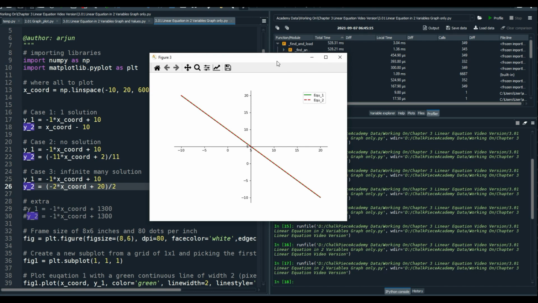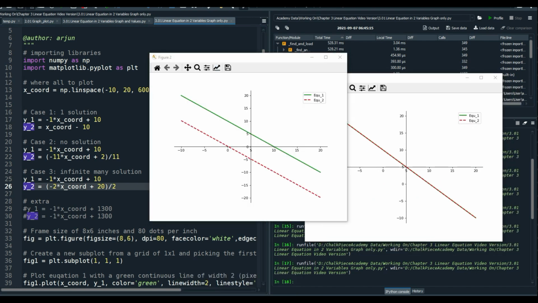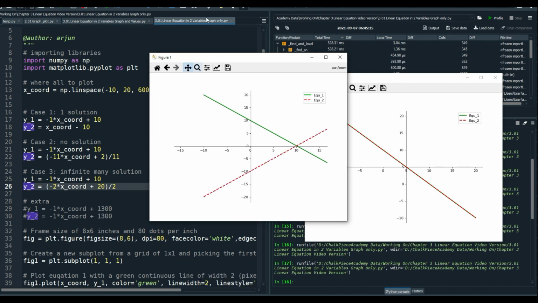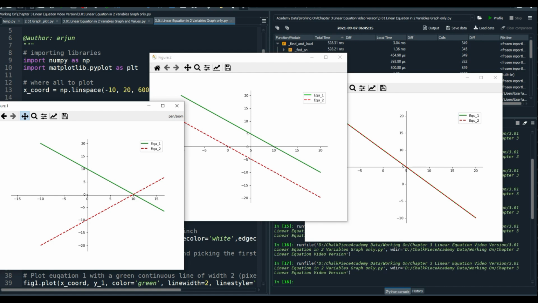So let me show you all the three. So we have parallel and we have intersecting. Okay, so all the three in the same place, right? You need to remember all of this.